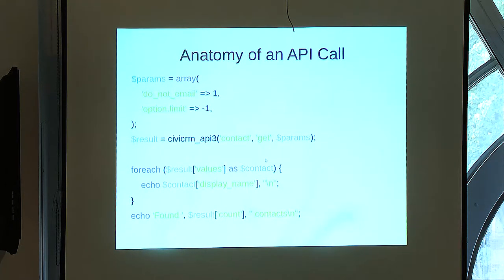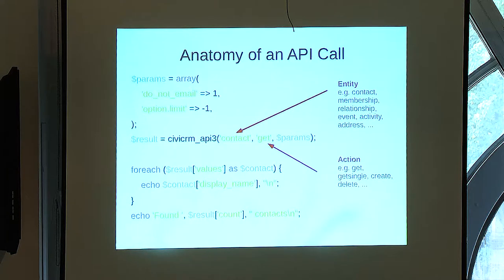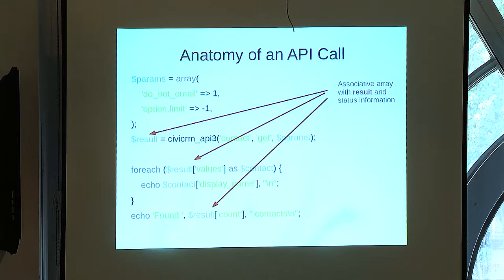let's examine this anatomy of an API call. We have this associative array with parameters and options, like the option limit. We have a specific format of the API, which means first you specify your entity, and then you specify what you want to do with this entity, like a get single, create, delete. And then this function call will return, again, an associative array with the result.